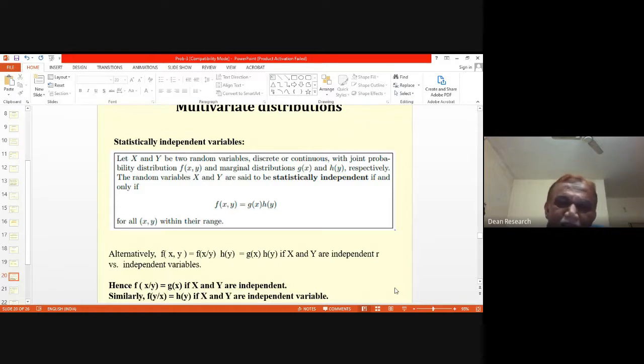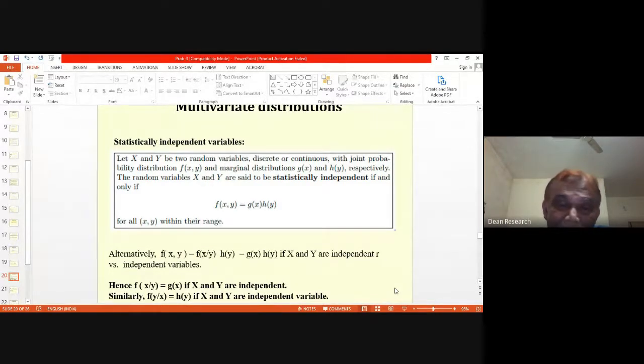That is same as f of x into g of x into h of y, because x and y are independent, so you'll be able to get this, right? So f of x comma y is equal to f of x given y into h of y. That is equal to g of x and h of y. That is provided only if x and y are independent random variables.